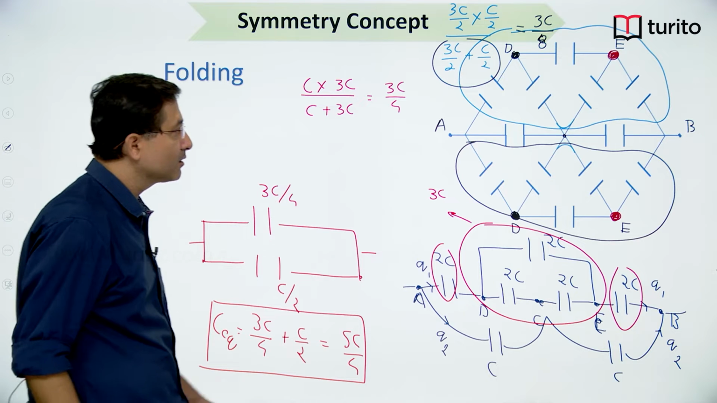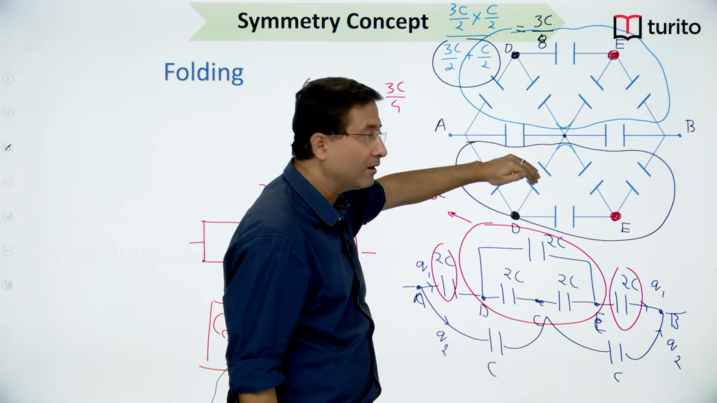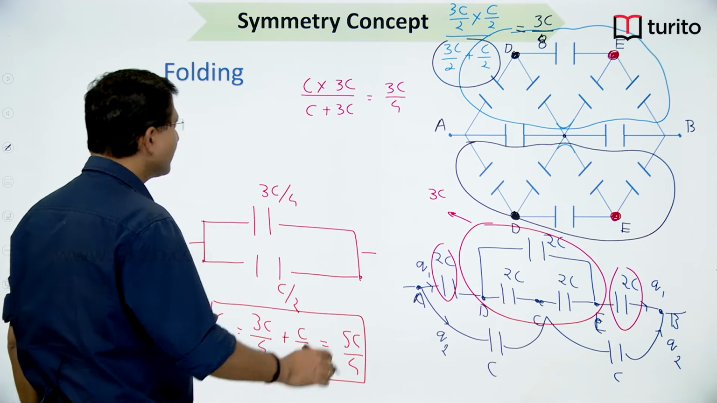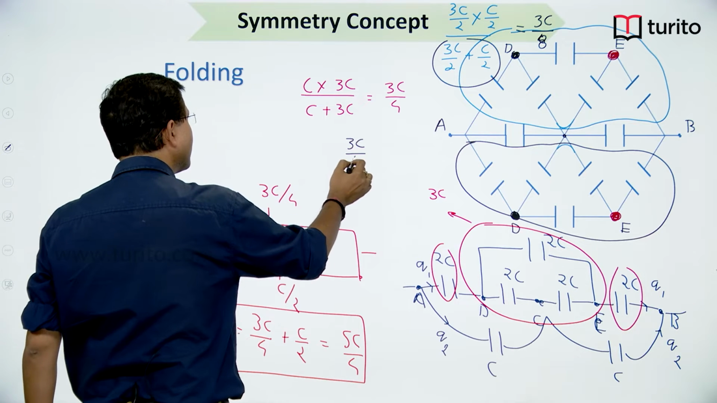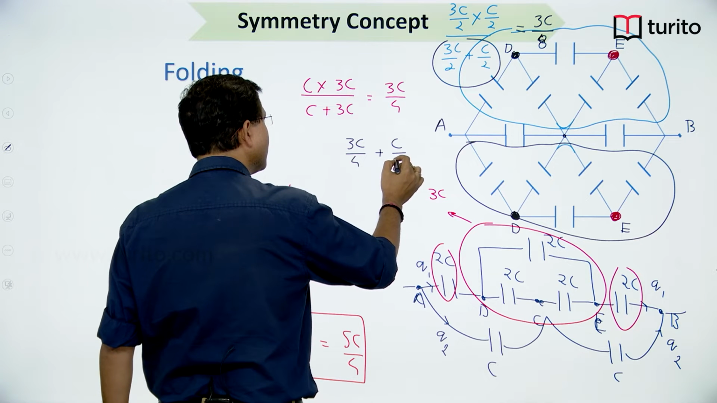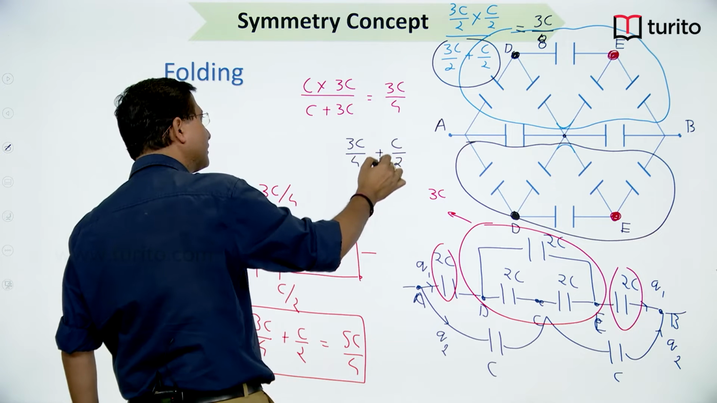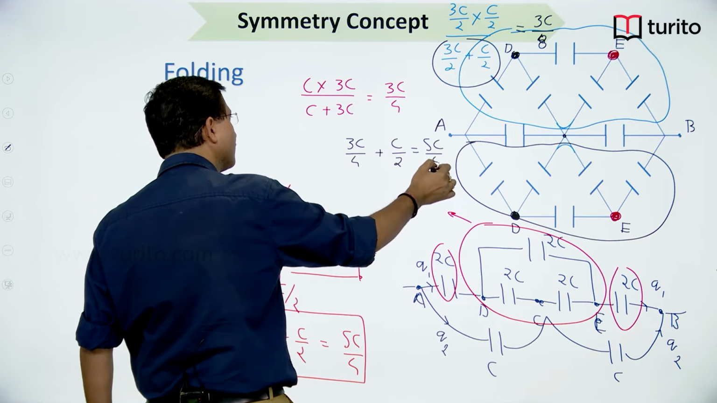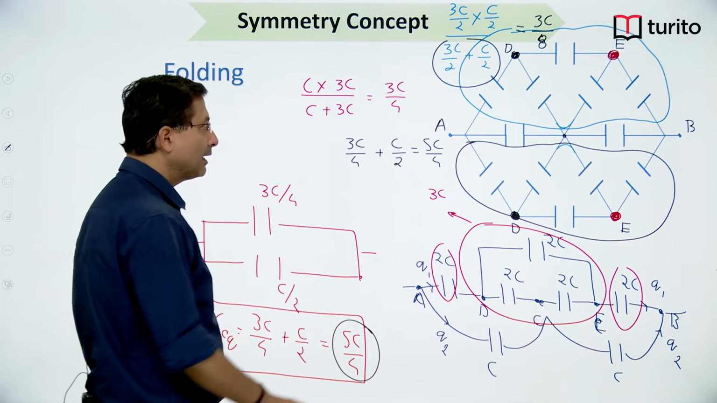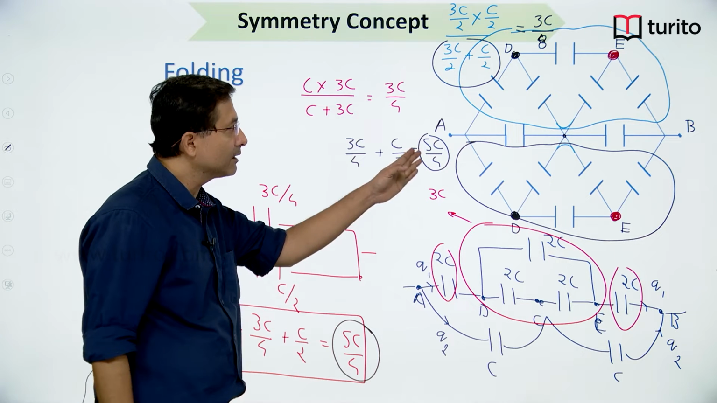They are connected in parallel, so adding these two will give you 3C by 4. Then 3C by 4 and C by 2 will come in parallel. So what do I need to write? 3C by 4 plus C by 2. If I simplify this, multiplying and dividing by 2, what you get is 5C by 4. So the previous method gave me 5C by 4, and if I directly go by input output symmetry in this situation, I am also getting 5C by 4.